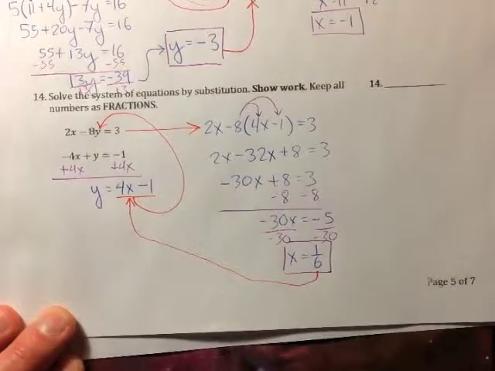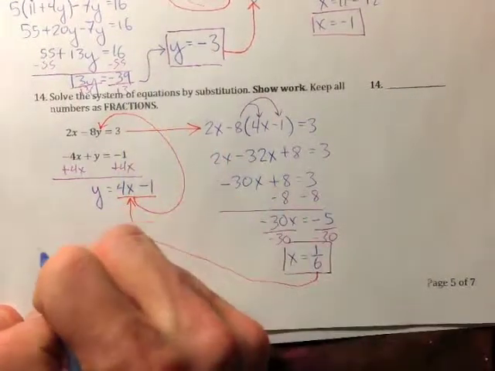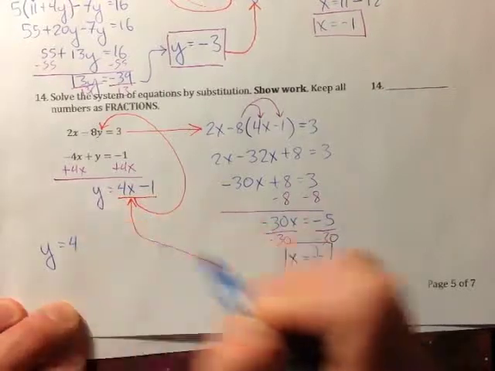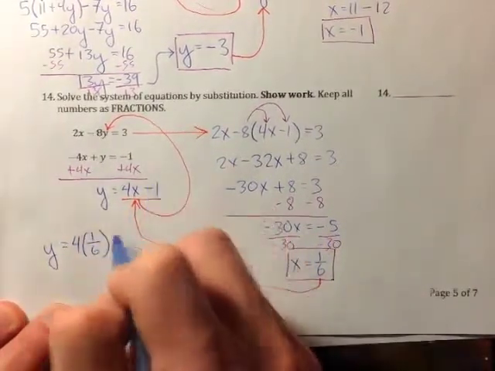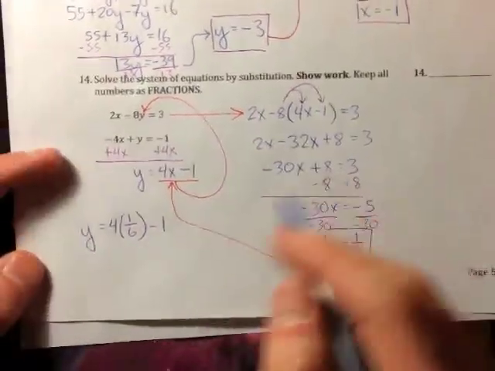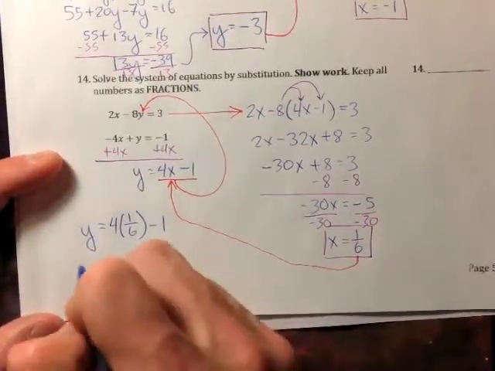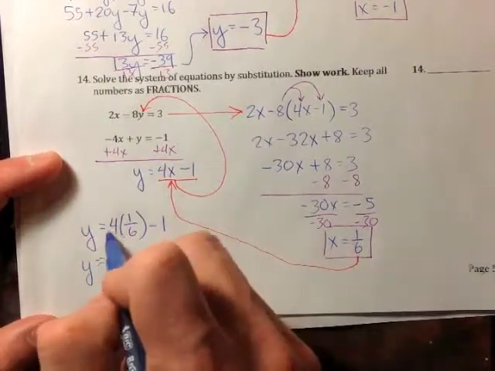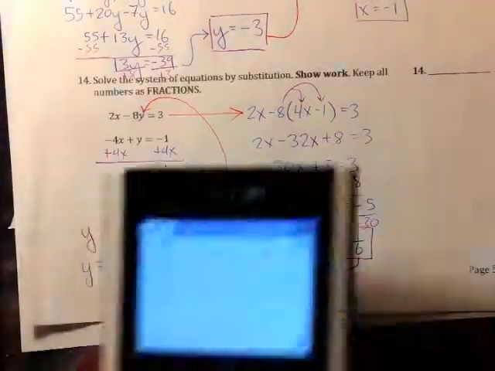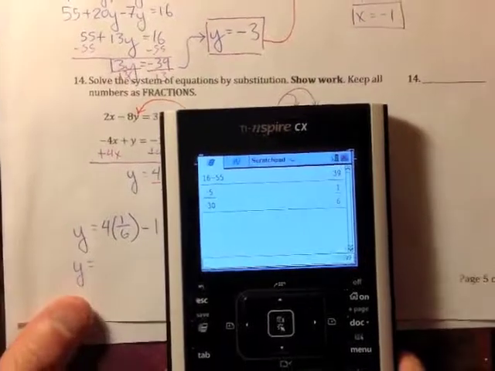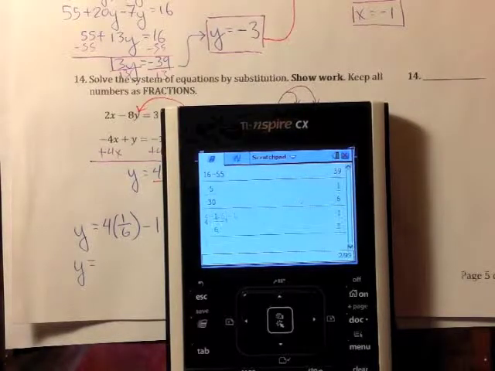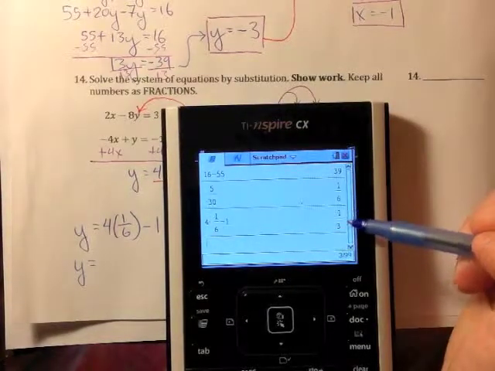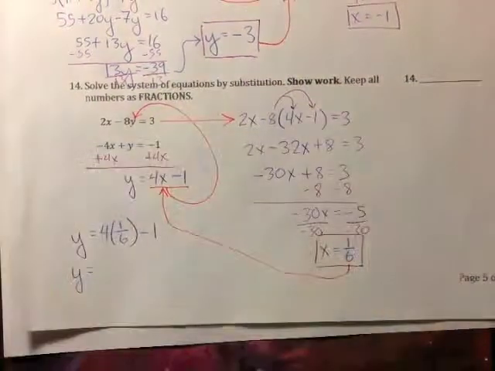So it'll be really easy to see that y equals 4 times 1 over 6 minus 1. Now let's simplify it. Y equals, what's 4 times 1 over 6? Actually, let's just plug this whole thing into a calculator. 4 times, in parentheses, 1 over 6, minus 1, negative 1 over 3. Negative 1 over 3.